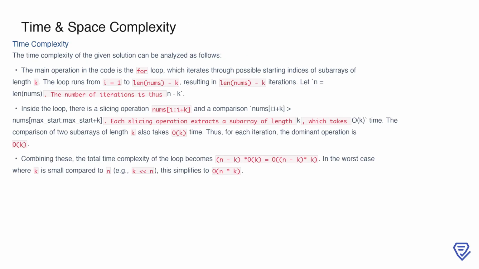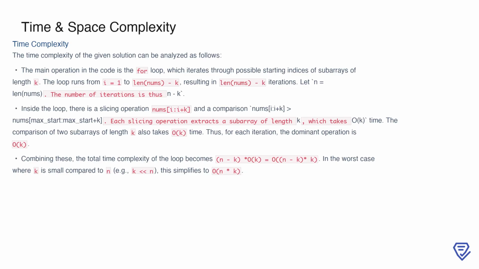The time complexity of the solution primarily depends on the for loop, which iterates through all possible starting indices of subarrays of length k. Specifically, the loop runs from i equals 1 to len(nums) - k, meaning it executes in n - k iterations, where n is the length of the input array nums. Within this loop, the slicing operation nums[i:i+k] extracts a subarray of length k, taking O(k) time, and the comparison of two subarrays of length k also requires O(k) time.